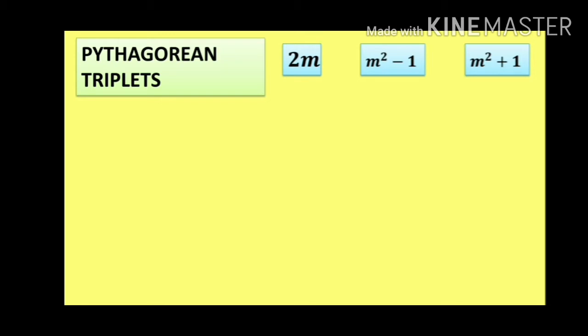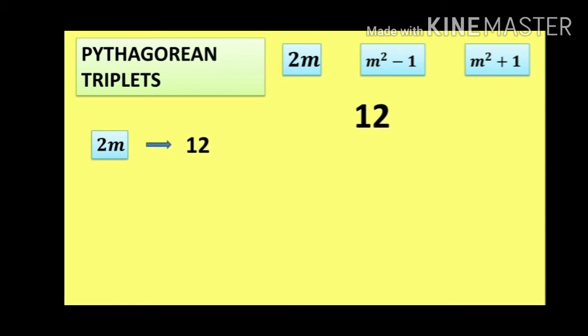So what is the use of this? By using this criteria, suppose in a question any one of the triplet is given, we can find the other two. That means the three numbers are always of this form: 2m, m squared minus 1 and m squared plus 1. For example, suppose 12 is one of the triplet. Now how do we find the other two numbers here? As 12 is an even number, we can put 2m equal to 12.